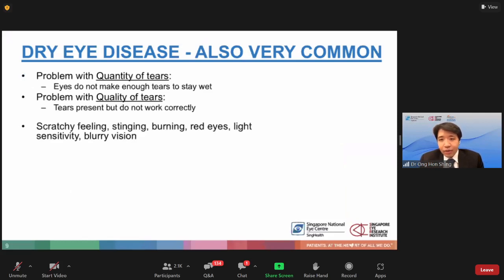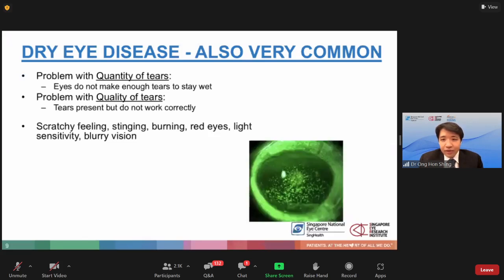In dry eyes, the common symptoms are a scratchy feeling like there's something in the eye, stinging sensation, burning, having red eyes, light sensitivity, and blurry vision. But unlike other corneal problems or other more serious problems, the blurry vision in dry eyes is often intermittent, on and off. And this is what we see when we examine someone with dry eyes. You can see these dry spots on the cornea using a special dye.